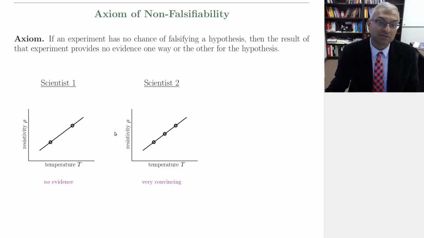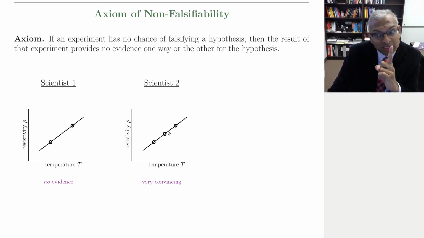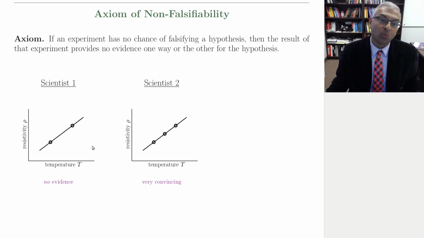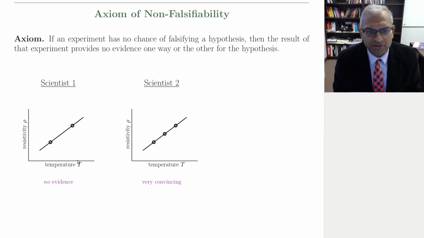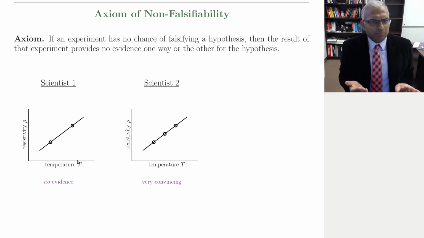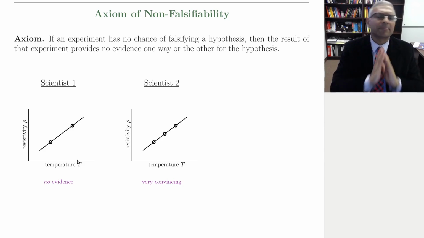Now, scientist two, when collecting three data points, could have been falsified. The fact that scientist two was not falsified is meaningful. Scientist one could not be falsified because there's no way to collect two data points that can falsify the linear hypothesis. So, scientist one could not be falsified. No point doing this experiment. Someone should have just told scientist one, don't waste your time collecting two data points. It's of no help whatsoever.